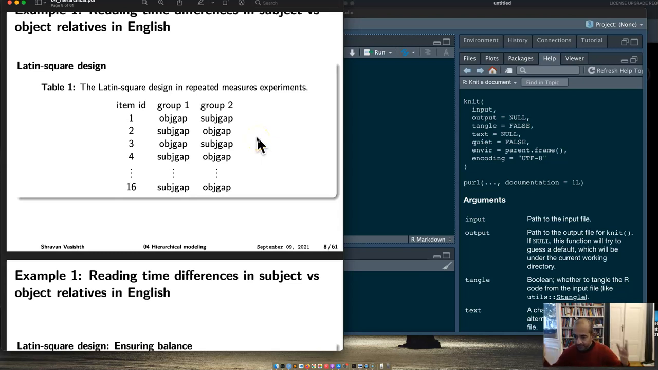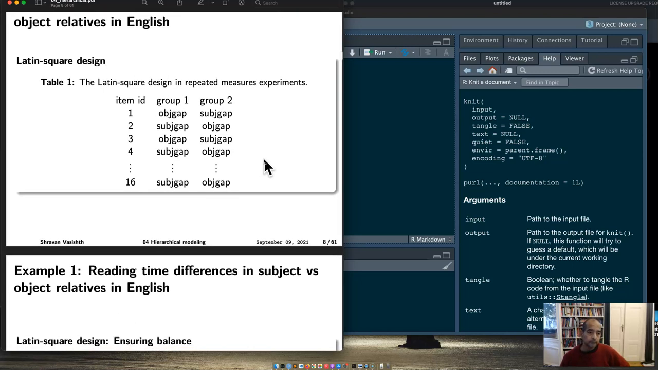This is of course an artificial and extreme example, but what you have done is that you have now introduced potential bias into your design, because there could be a systematic group effect now, right? That could actually change your results in unexpected ways, right? So that's the setup of the Latin square design.